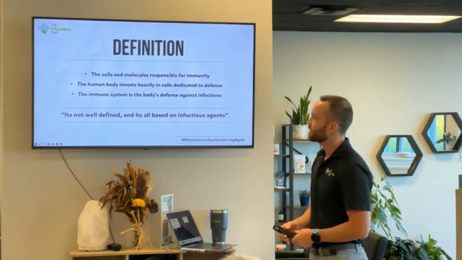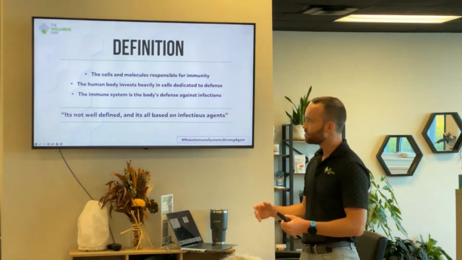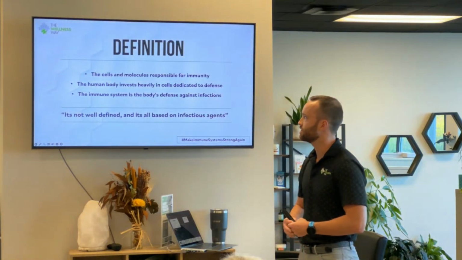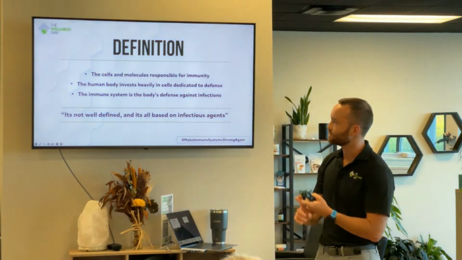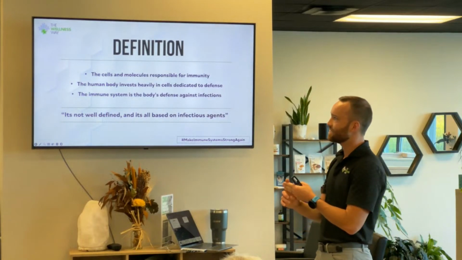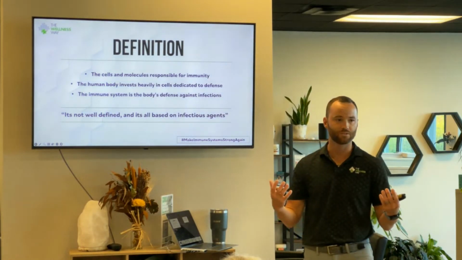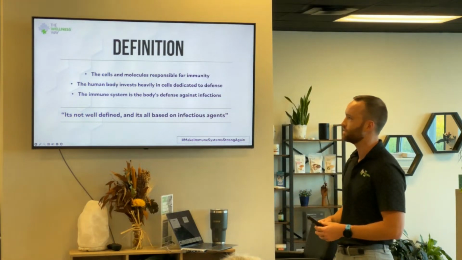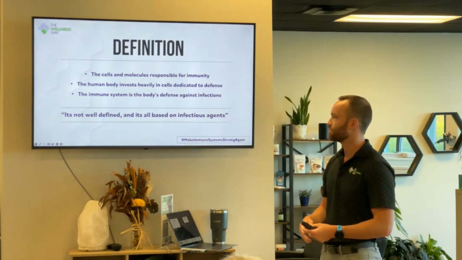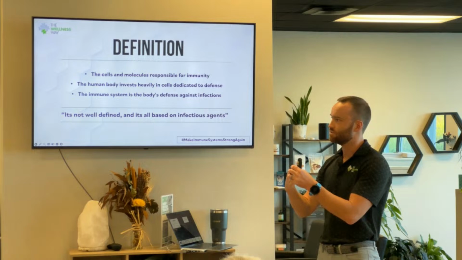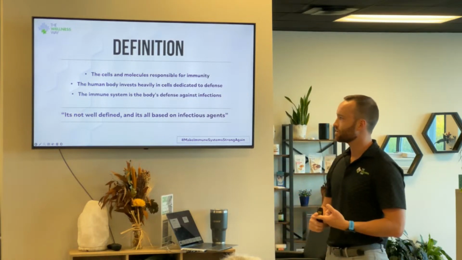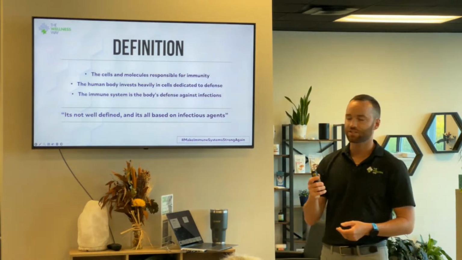So we have to come up with a new definition. The problem is the medical definition is just talking about the cells and molecules. Our body invests heavily in cells dedicated to defense. Our environments are very toxic, and if we didn't have a strong immune system, we wouldn't be able to defend against that. The problem is that the medical definition of immunity is not well defined and is based solely on infectious agents.